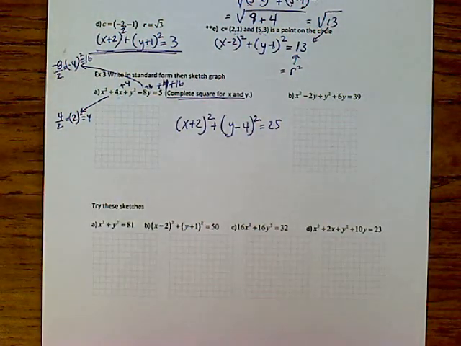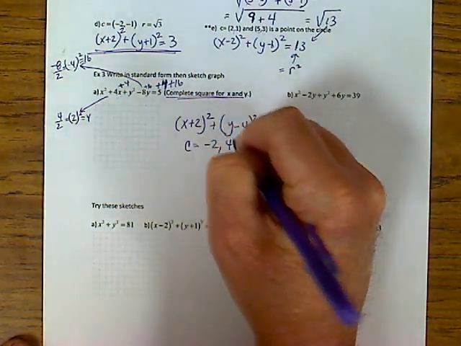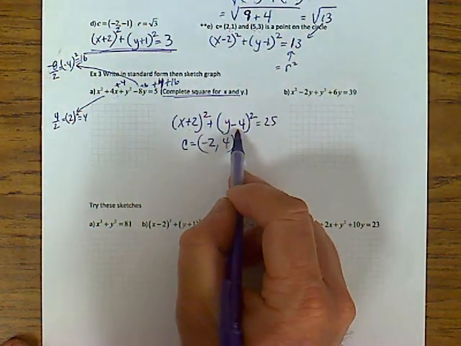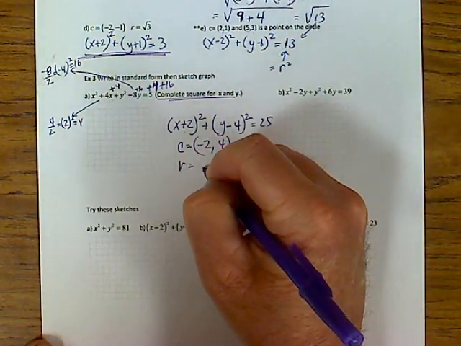Okay, and now you have your equation of your circle in standard form. So what is your center? Your center is (-2, 4), opposite of x, opposite of y. Your radius is going to be the square root of 25.